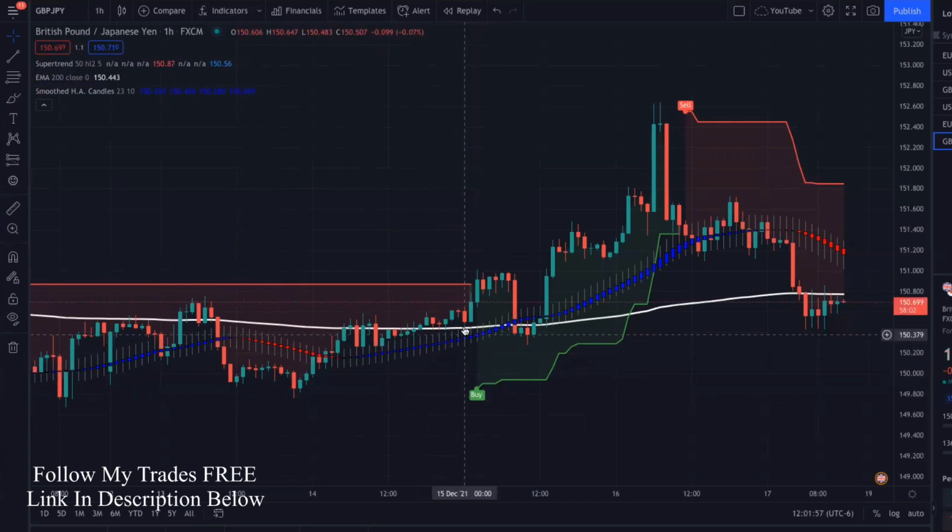All right. So if the price action's above the 200 EMA, the smoothed Heiken candles are blue, and you get a buy signal, what you're going to do is place a buy trade right above the high of that trigger candle. Okay. And this is just what I would do. This is just a strategy that's been working for me.